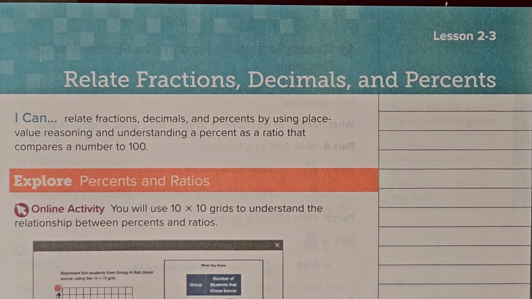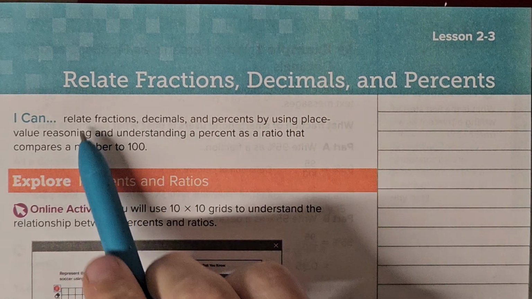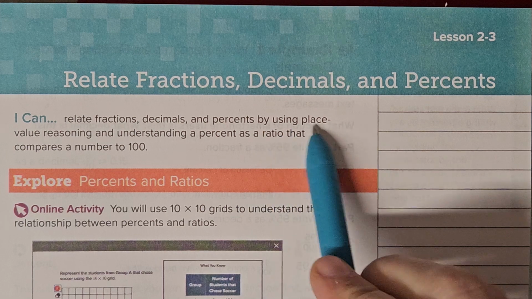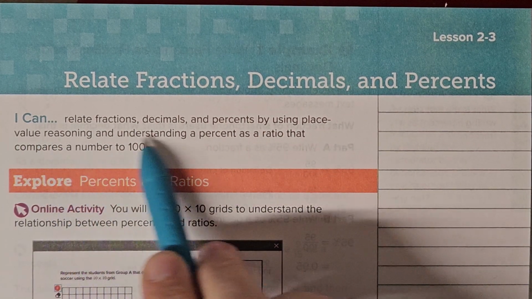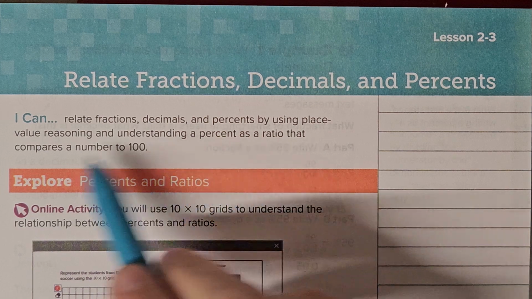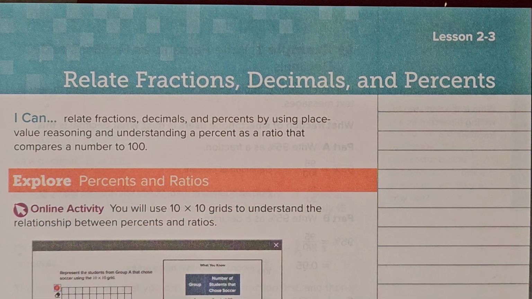Now we can get into some meat. Here we go. Relate fractions, decimals, and percents by using place value reasoning. Means we're going to have to think a little bit, and understanding a percent as a ratio that compares a number to 100. Okay, let's get into it.